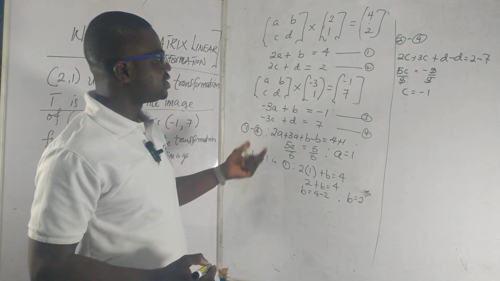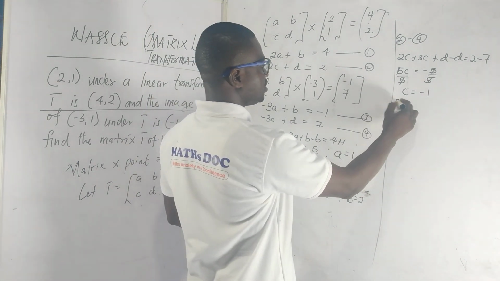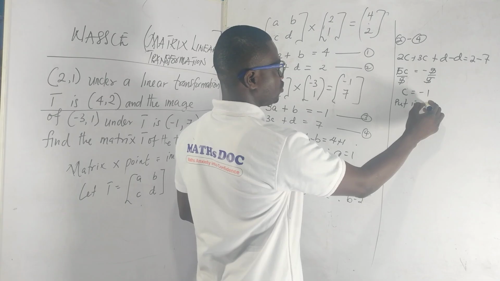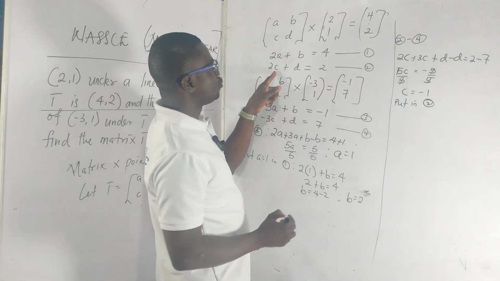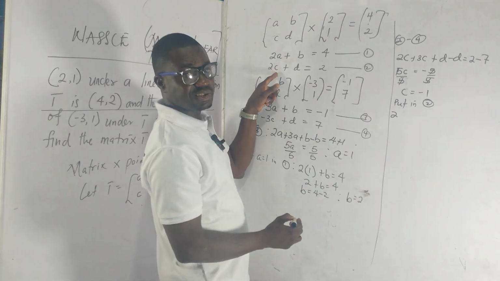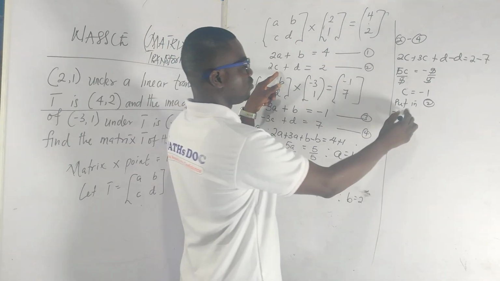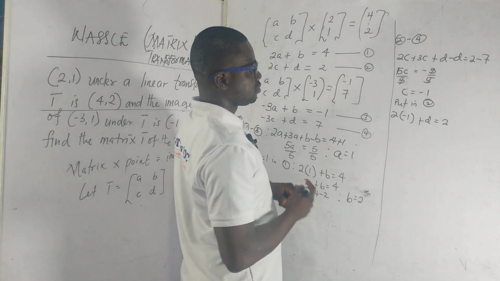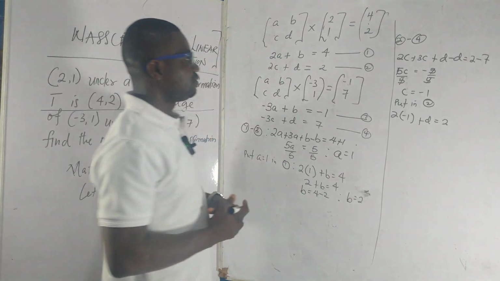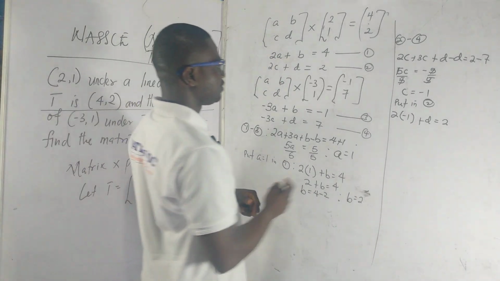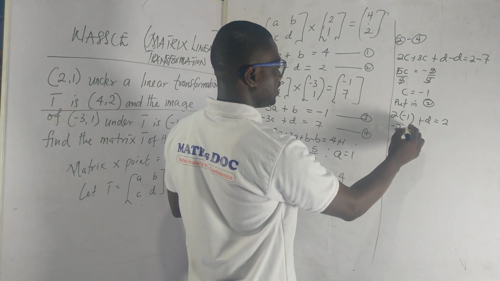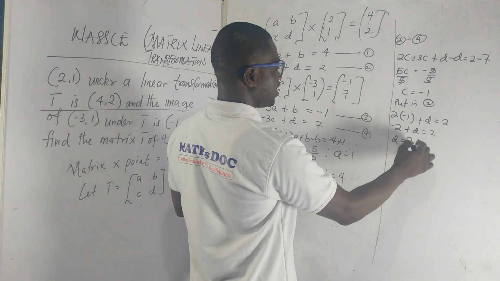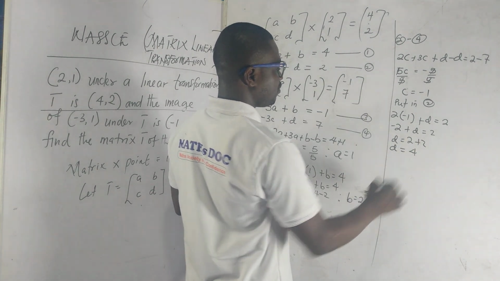Since c is equal to -1, let's put it in equation 2. Whatever we see c, we put negative 1 there. So -2 plus d is equal to 2. Let's simplify. Then d is equal to 2 plus 2. Our d is equal to 4.